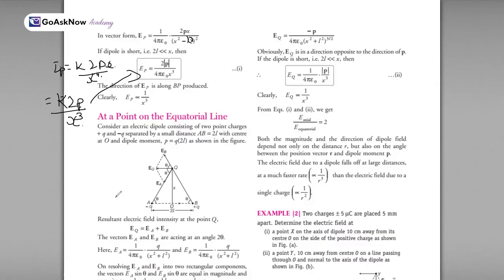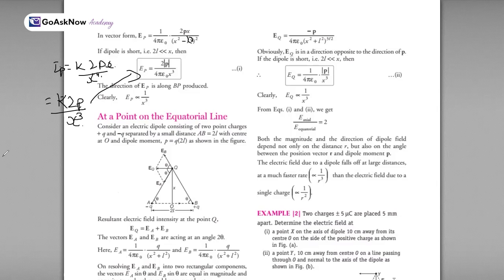And this is the calculation of the electric field of a dipole at the axial point. Now we will see the calculation for the equatorial point or equatorial line. We will discuss that here.